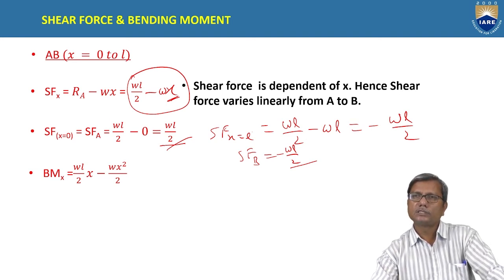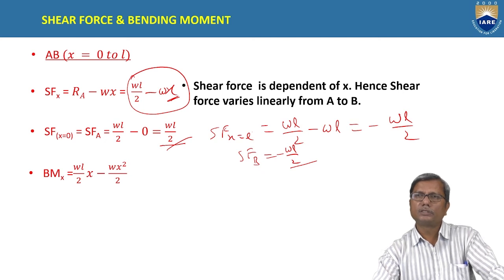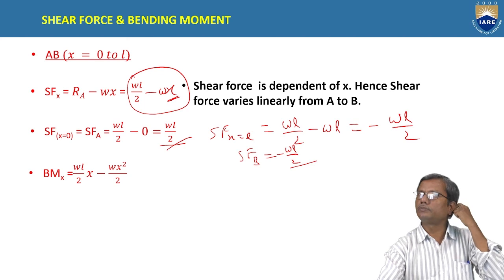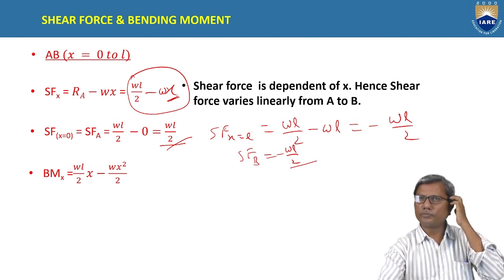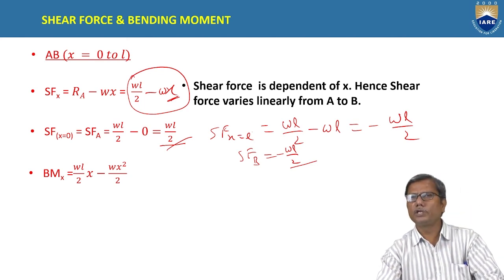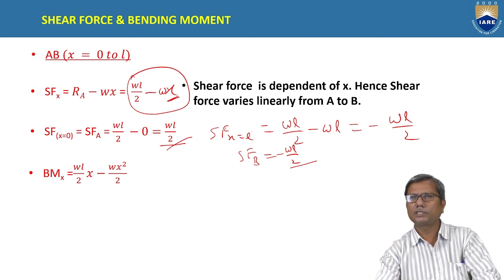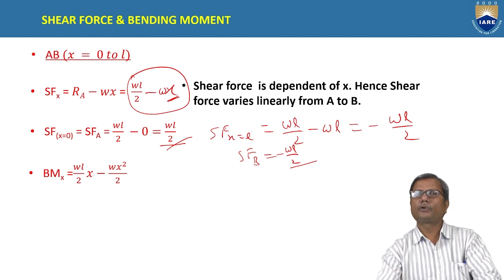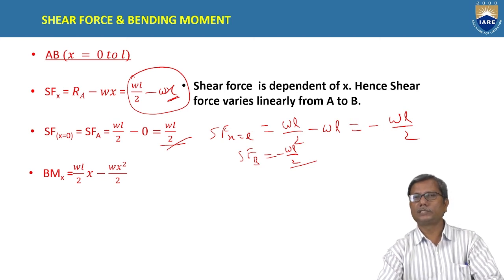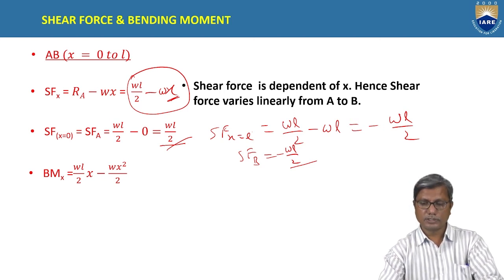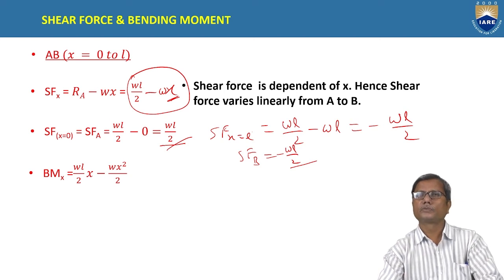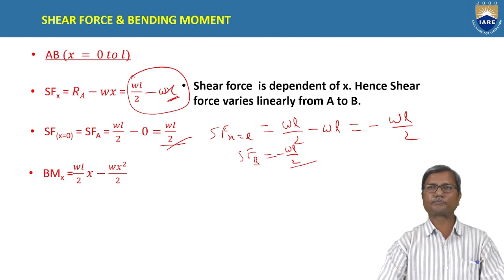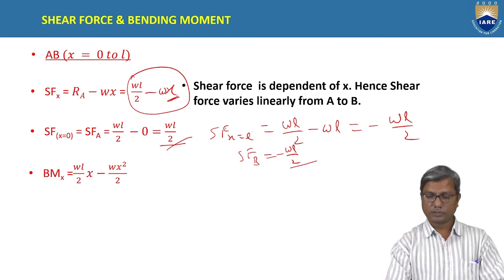Plus WL by 2 at A to minus WL by 2 at B. When it is changing sign, at some point it becomes 0. And when it is varying from positive to negative from one point to the other, in between there lies a point where the shear force is 0. Understand? And at that point the bending moment will be maximum. Okay? And that we will see later. The relation between shear force and bending moment, that we will see later. So this is about shear force.